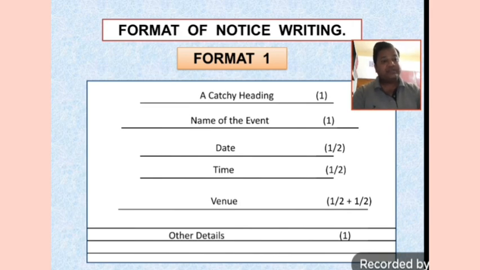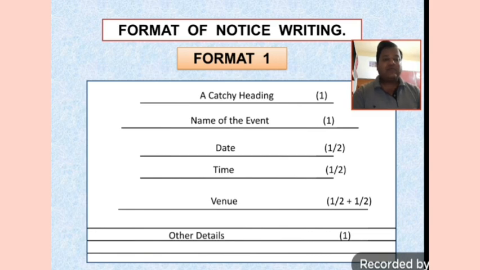Okay, venue means the place. Now this venue should be divided into 2 parts, that is half plus half. Say, suppose inter-house cultural competition. If you are writing a notice for the school, you will write Main Auditorium or Silver Jubilee Auditorium, St. James School, Binagudi. So that is half plus half, 1 mark.